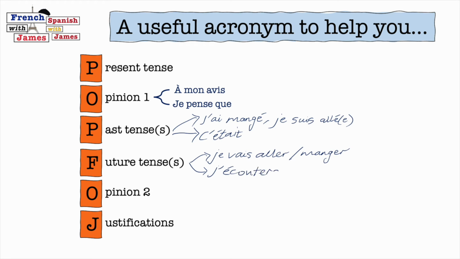Future tenses, you've got two you could choose from. The near future, which is the verb aller plus an infinitive, like je vais aller, je vais manger, or the simple future, j'écouterai. Now, an easy way to make sure you use two future tenses is to use the phrase ce sera, it will be. So you could use the near future tense like à l'avenir, je vais être policier. In the future, I'm going to be a police officer. Et ce sera fantastique, and it will be fantastic. That way, you're giving an opinion and you're also showing the examiner you can use two future tenses.